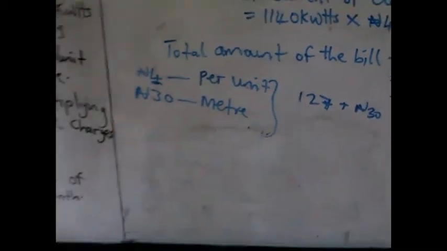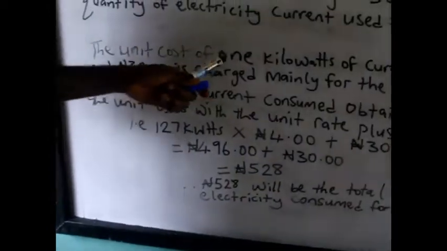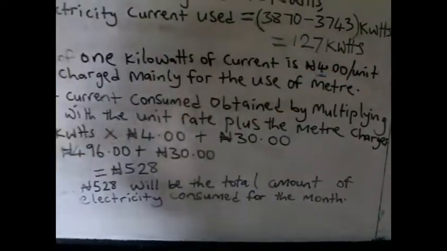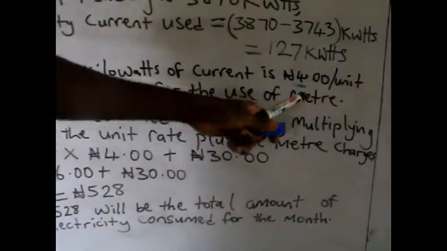Now let's go back to our exercise. They said that the unit cost of 1 kilowatt of current is 4 naira per unit, and 30 naira is charged mainly for the use of the meter.